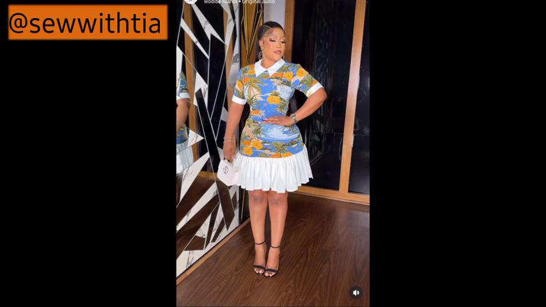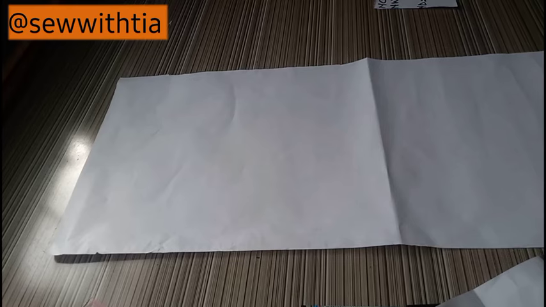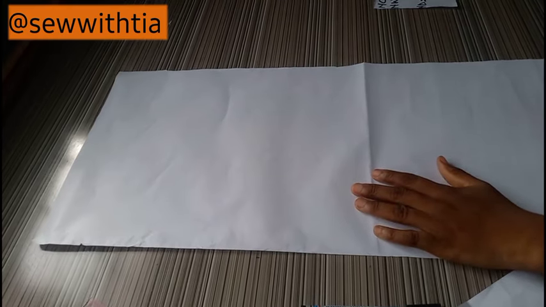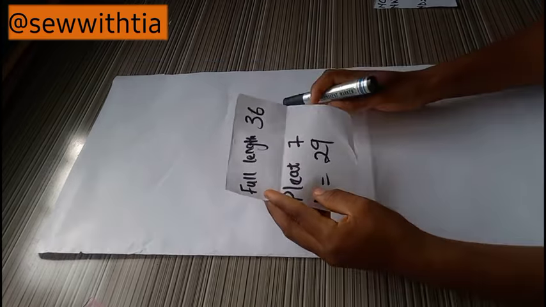So today we're going to be learning how to cut and sew this dress. So this dress, it's in two parts. It has a collar and it also has a kind of gathers at the lower end. So we're going to be making use of two different fabrics, a patterned fabric and a plain fabric.